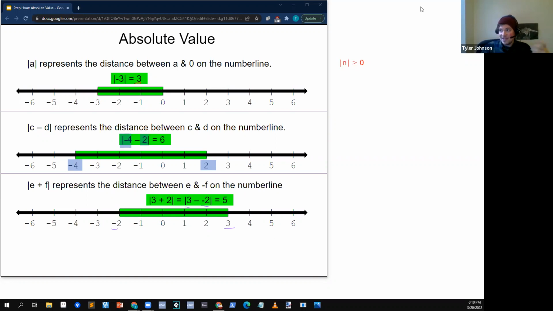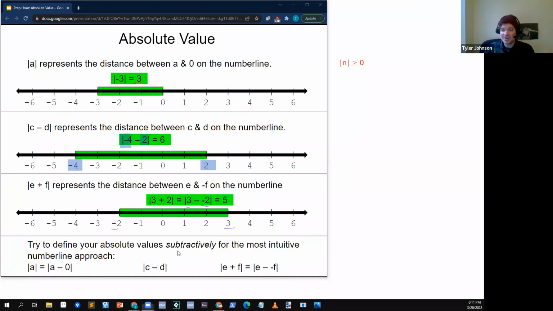So I encourage you, whenever you're thinking about absolute values here, conceptualize it with this subtractive relationship, right? If it's just a value by itself, implied there's a minus 0 that could be written there. If it's given to you subtractively, great, that's the easiest form. If they give you an additive relationship, rewrite it as subtraction with the negative, and that's going to tell you exactly what are the 2 objects on the number line that you're finding the distance between.